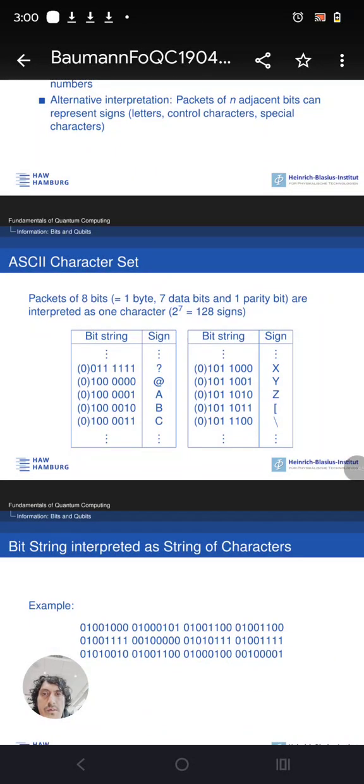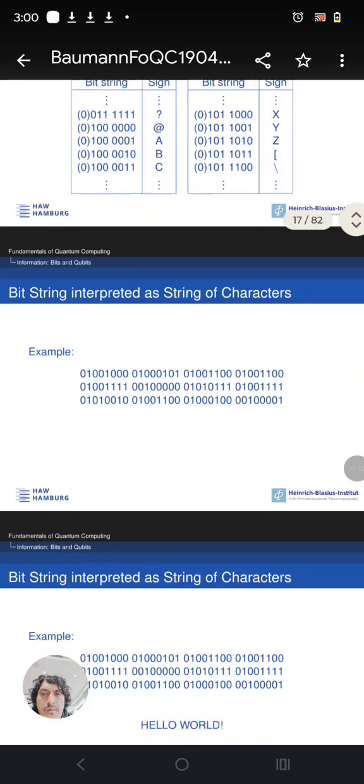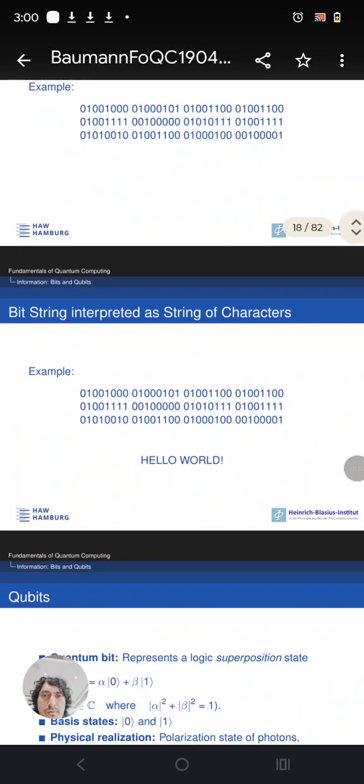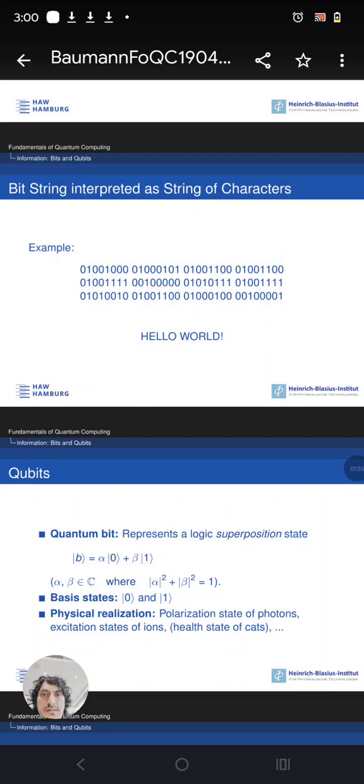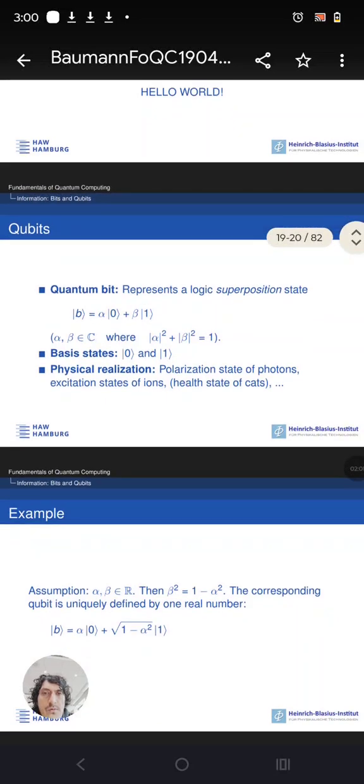Bit string, ASCII character set, sign representation, some examples like hello world. So HELLO, all of them have their own bytes, of course.